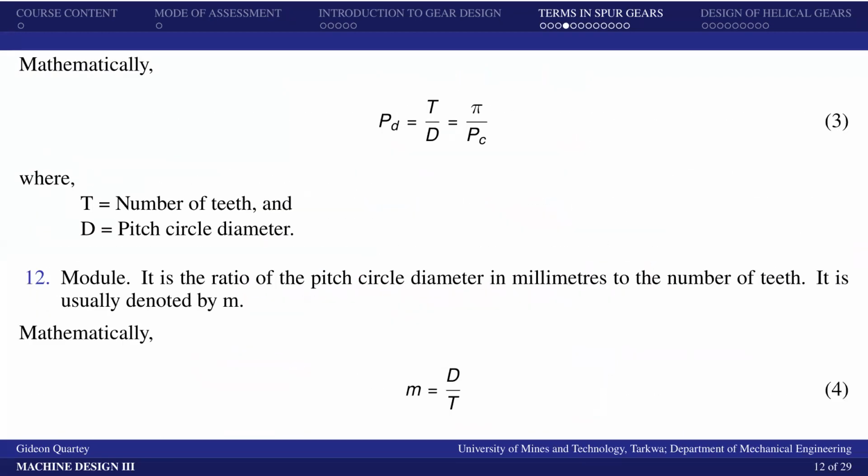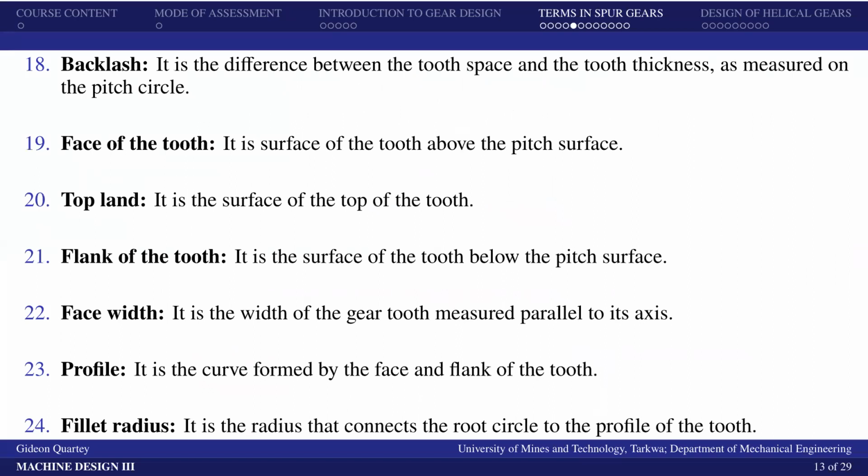Okay, then we also have the profile. The profile is the curve formed by the face and flank of the tooth. The face and flank of the tooth form the profile. There are different types of profiles. We have the straight tooth profile, then the involute profile of the tooth. For the involute, we have the full involute and the stub involute profiles, okay?